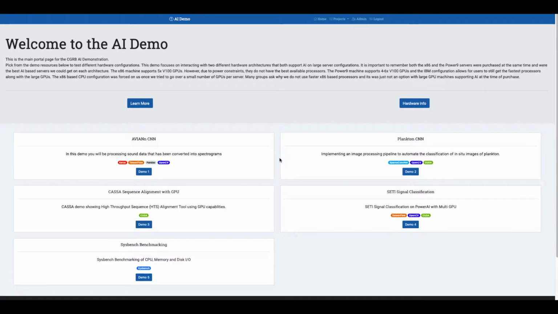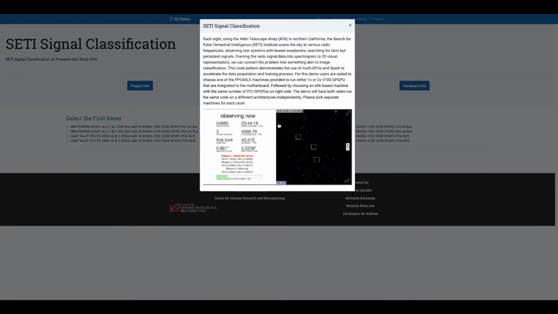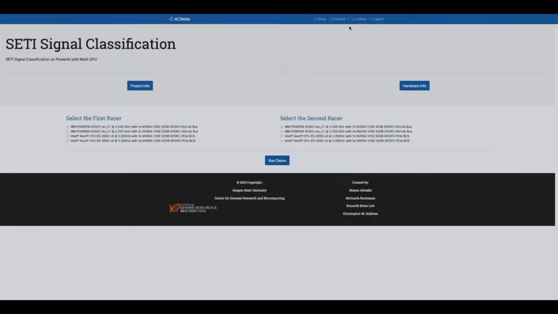Okay, for our fourth demo, we're going to do the SETI signal classification. This demo will utilize TensorFlow, OpenCV, and CUDA. The demo actually processes image data that comes from spectrograms generated from radio signal data. In this case, we're going to be really focused in on how the GPU to GPU interaction occurs, and when we run on a single GPU, it should take about the same amount of time, but once we start to scale up and do two GPUs, we really start to see that difference start to occur, and that's what we want to look at here.